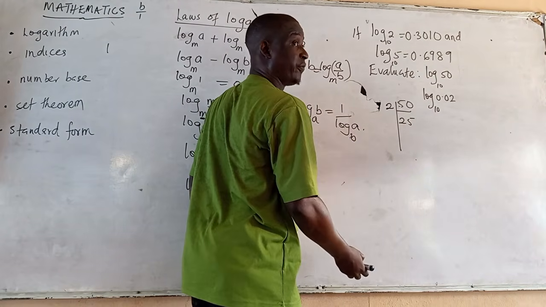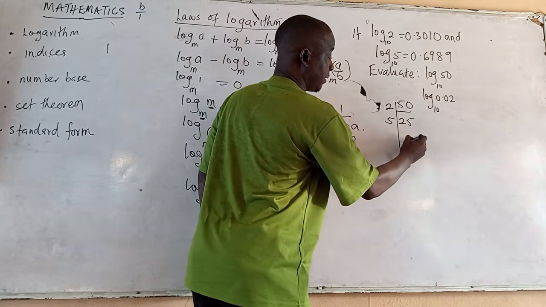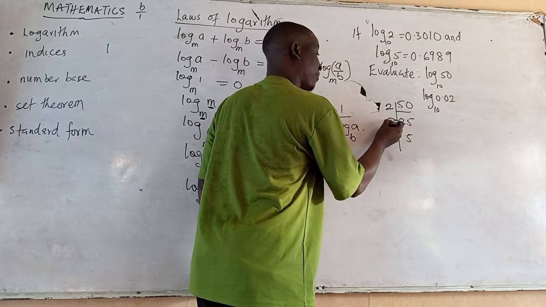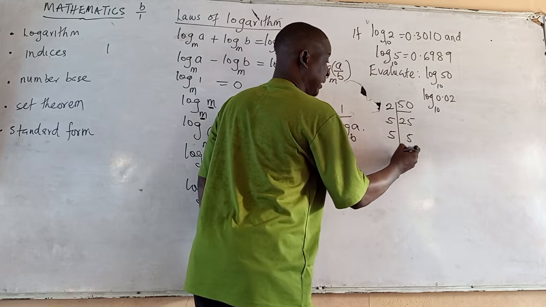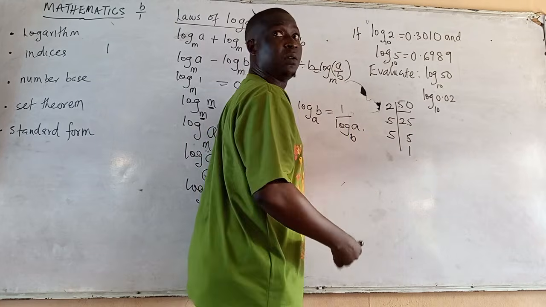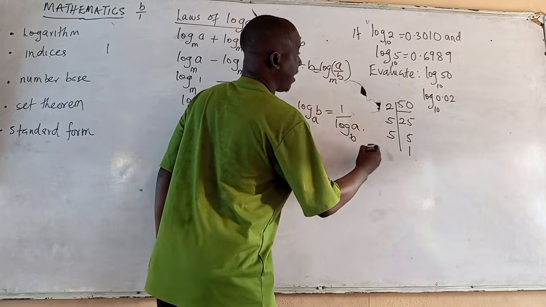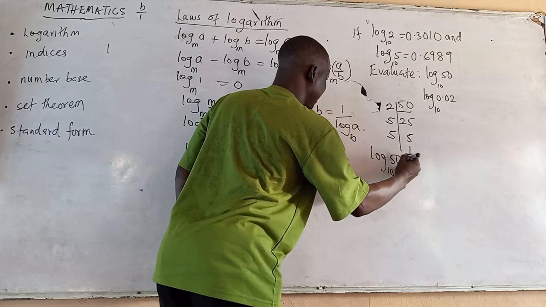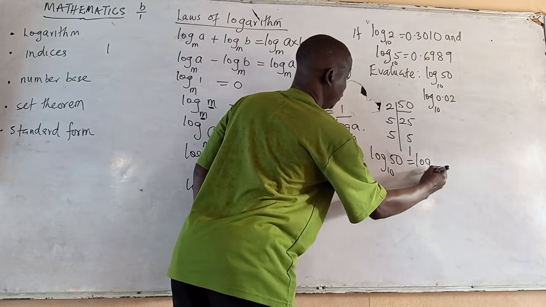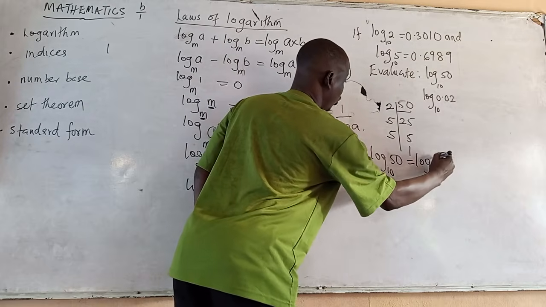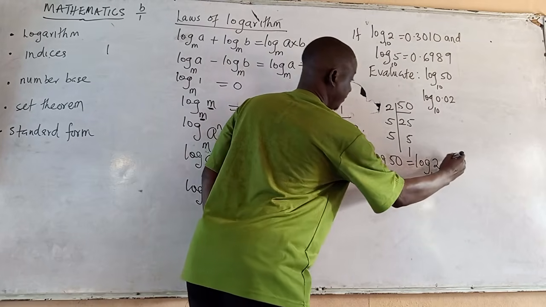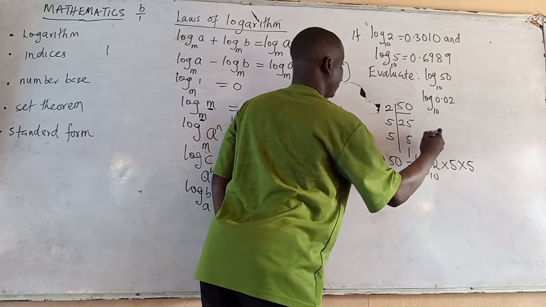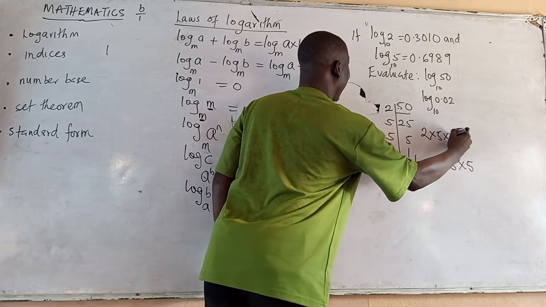Can 2 go into 5? No. 25 divided by 5 will give us 5. Then 5 divided by 5 will give us 1. You see now? So that means our 50, log to base 10 of 50, can be written as log to base 10 of 2 times 5 times 5, because 2 times 5 times 5 is 50.